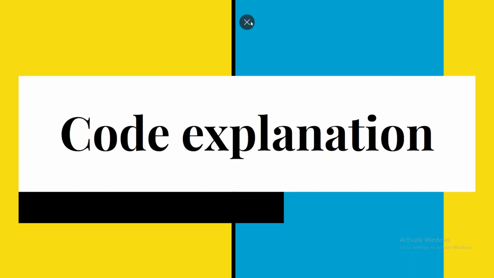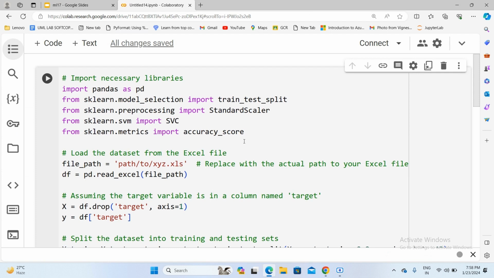Now we will see the code. I will explain the code in Google Colaboratory. First, you import the necessary libraries: pandas as pd. After that, from sklearn.model_selection import train_test_split. From sklearn.preprocessing import StandardScaler. From sklearn.svm import SVC. From sklearn.metrics import accuracy_score.